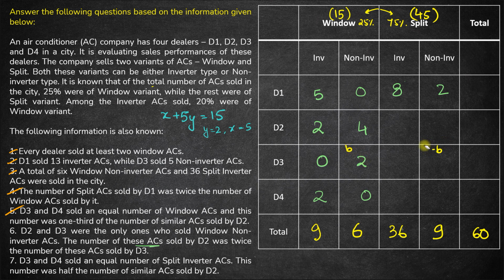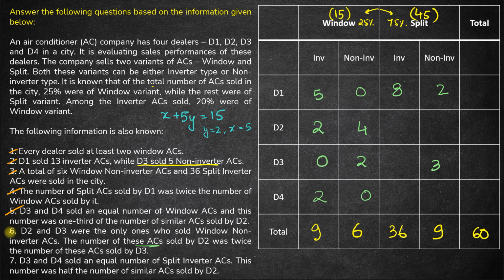Okay, so this is not 13. I made a mistake here. This must be 5, right? The number of non-inverter ACs sold is 5 here by D3. D3 sells total non-inverter AC is 5. So if this is B, this must be 5 minus B. Hence, if B is 2, 5 minus 2 is 3. This comes out to be 3. So we ignore this as well. Okay, cool so far. So we're done with this point as well.